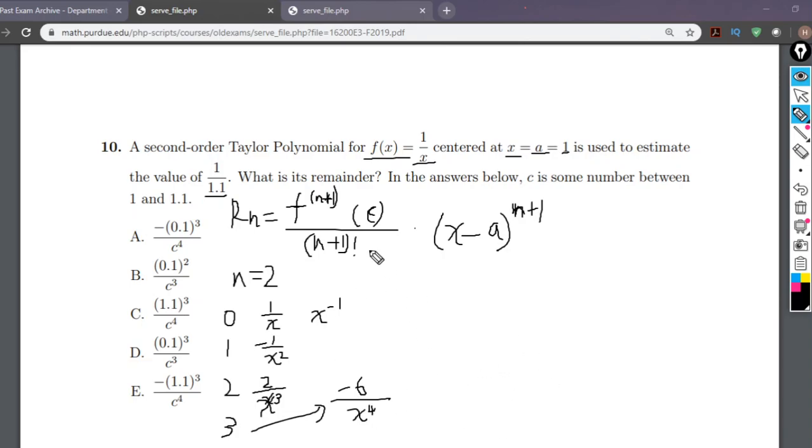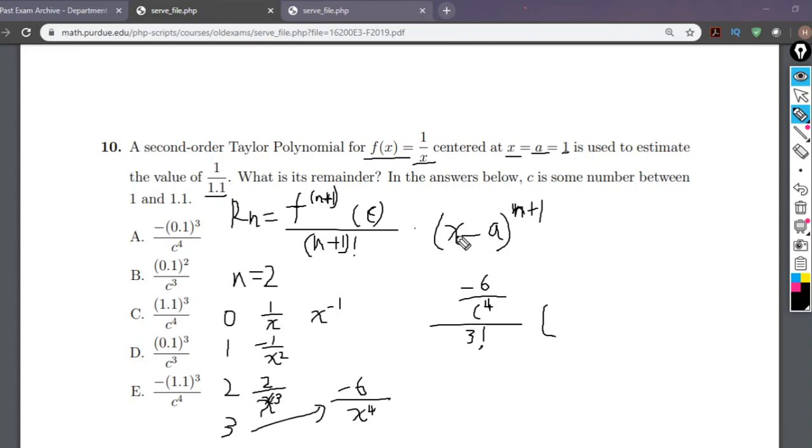And now we can plug all these into here. So we have the derivative, which is -6 over x to the fourth. I'm sorry, it should be c here. So you're evaluating the derivative at c. So just plug c in for x here. That'd be c to the fourth power over n plus 1, which would be 3 factorial, is 6. 3 times 2 times 1 is 6.